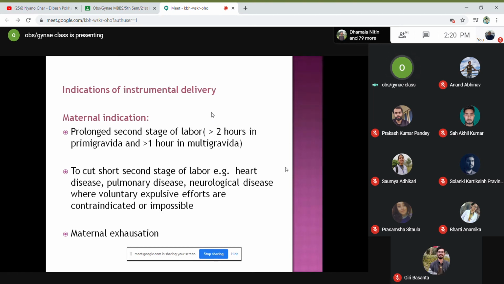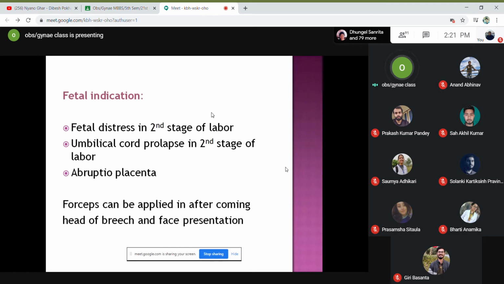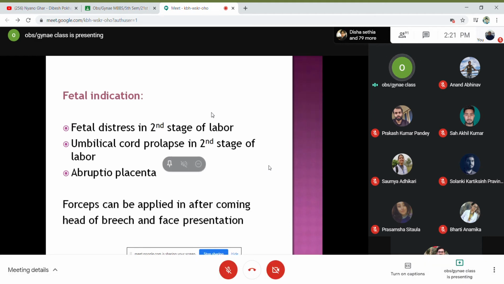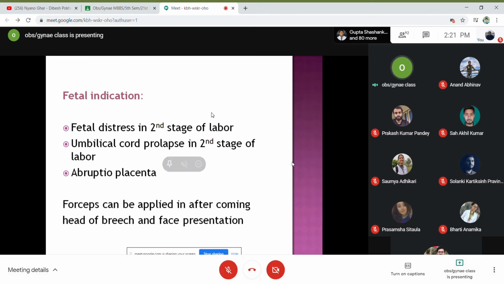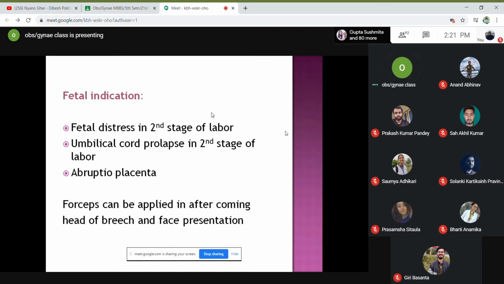Now coming to fetal indications. If there is some problem in the fetus also, then we can apply the instruments. In the second stage of labor, if there is fetal distress. Basically, if fetal distress is there in the first stage of labor, then we have to go for cesarean section. But if there is fetal distress in the second stage of labor, or umbilical cord prolapse, or abruptio in the second stage of labor, then in these conditions we can apply the instrument and expedite the delivery. Also, forceps can be applied in the after-coming head of breech and in face presentation. Though vacuum cannot be applied, forceps can be applied in breech and also in face presentation.